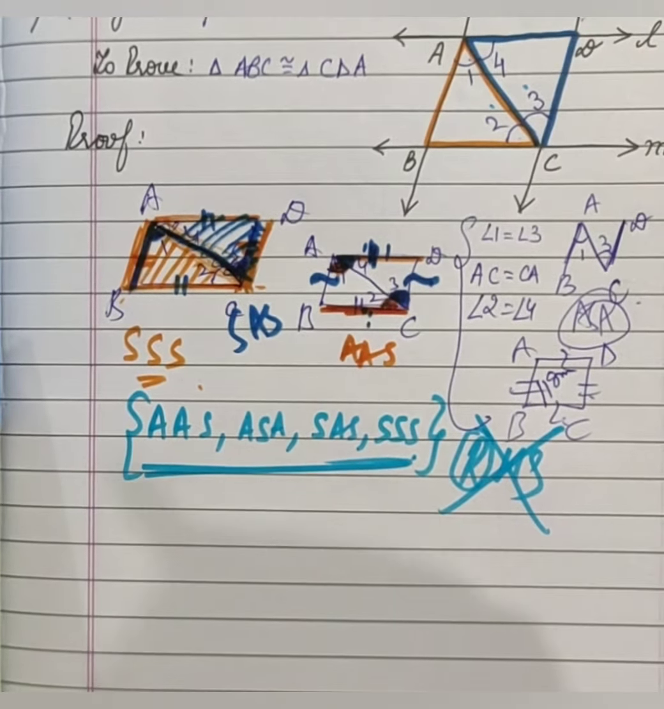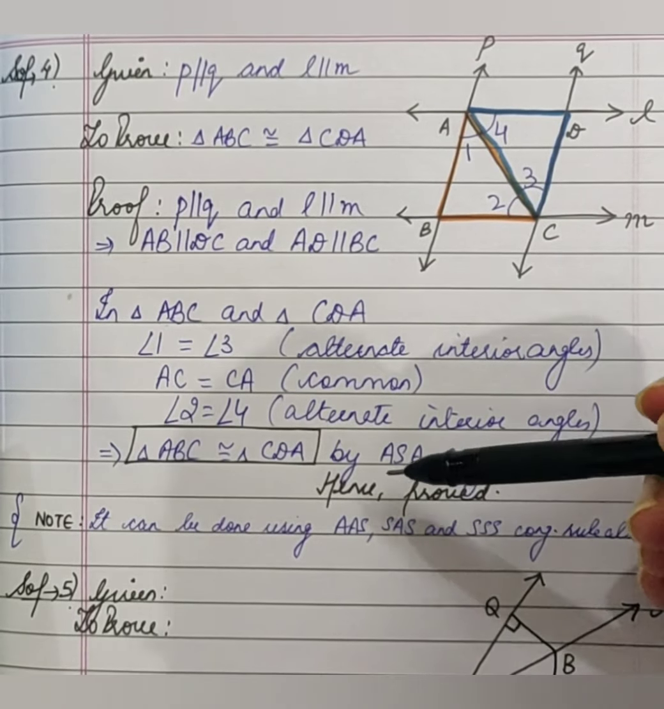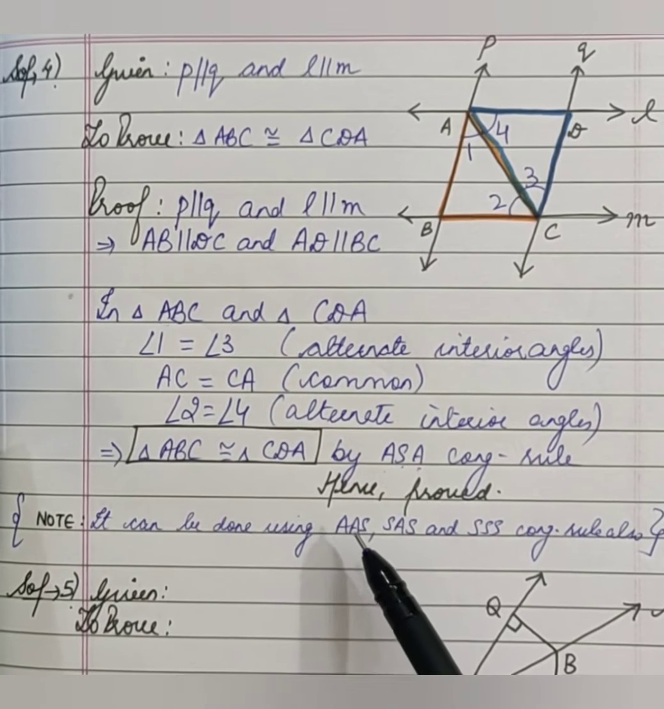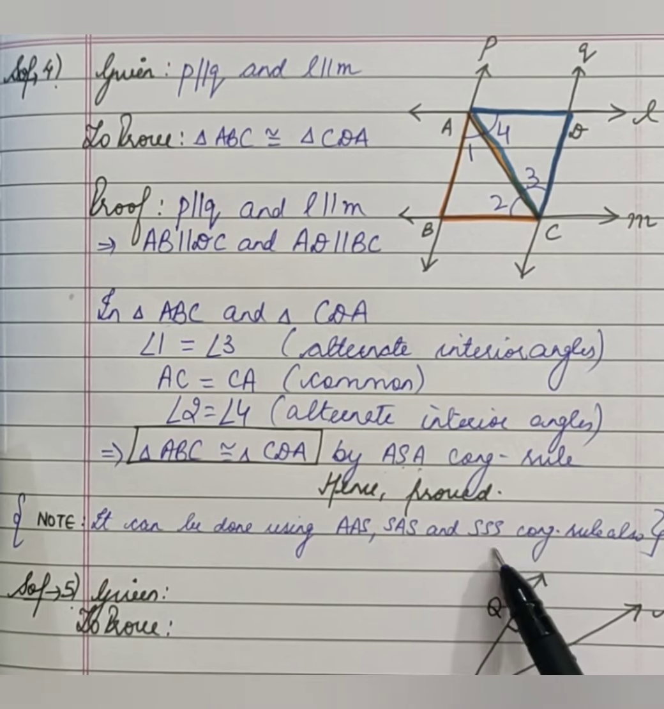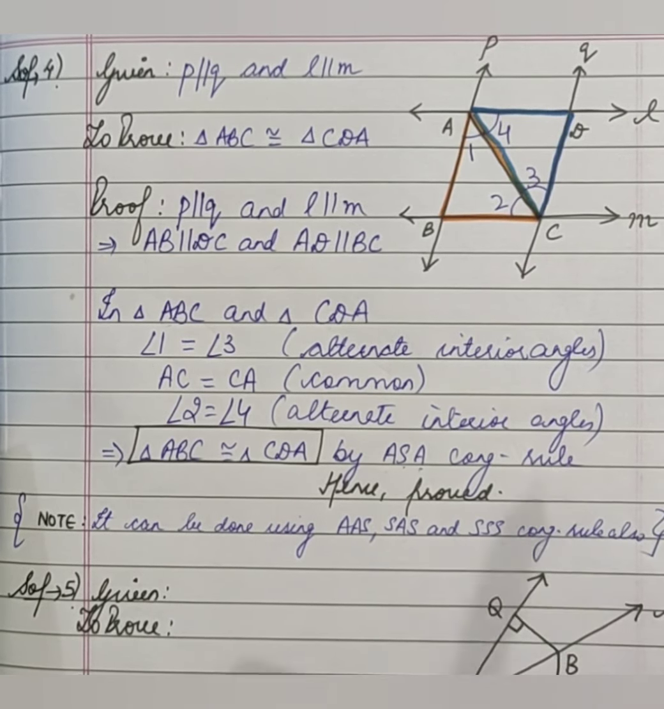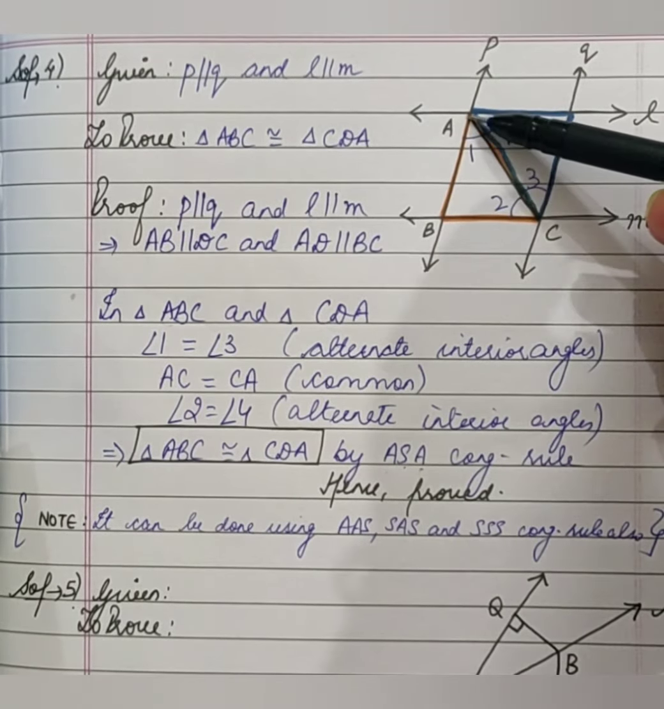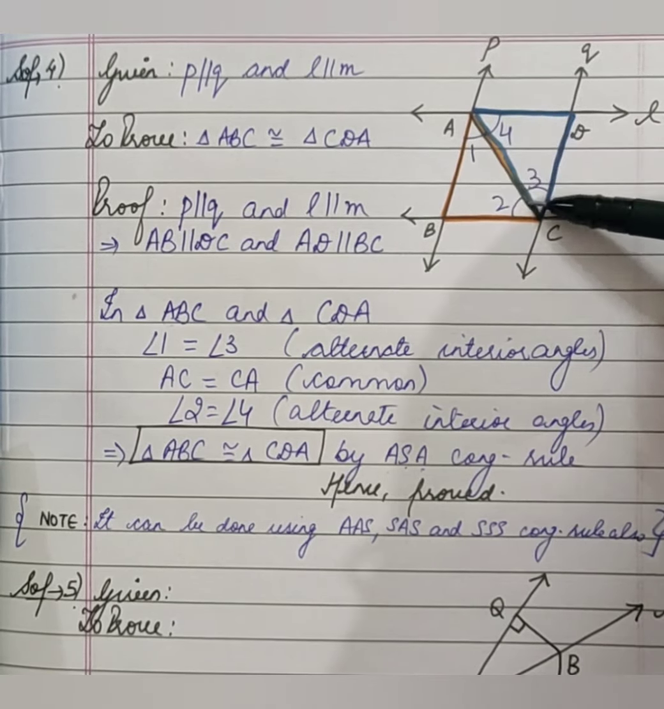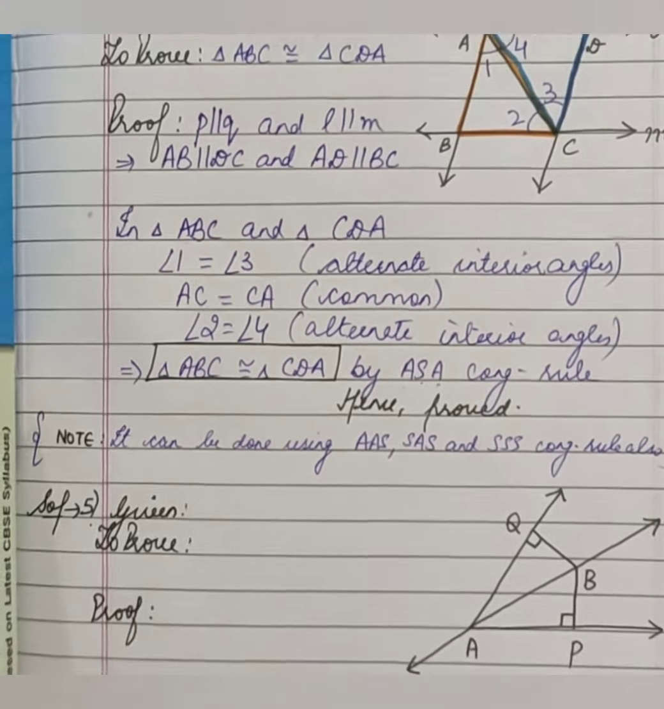This is the solution of question number 4. I have used angle side angle congruence. Note, this question can also be done using side angle side, SAS congruence rule. So you can use any of the methods here. I have taken angle 1 is equal to angle 3, AC is equal to CA common, and angle 2 is equal to angle 4. That is angle side angle rule. Let's look at question number 5 now.